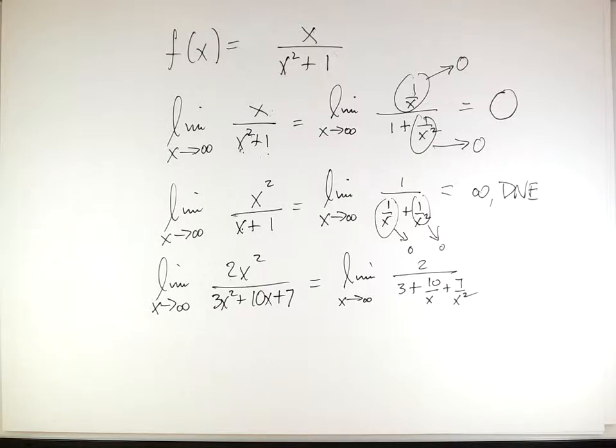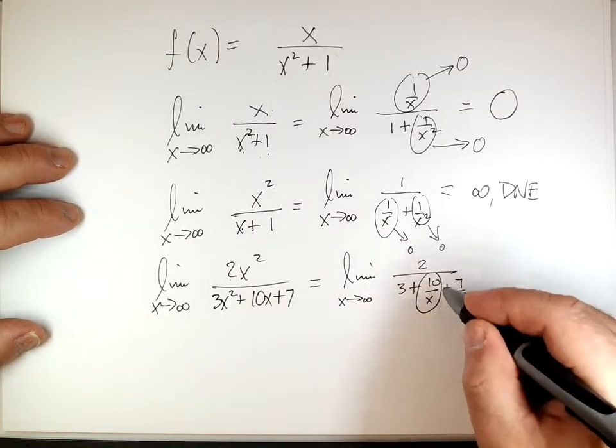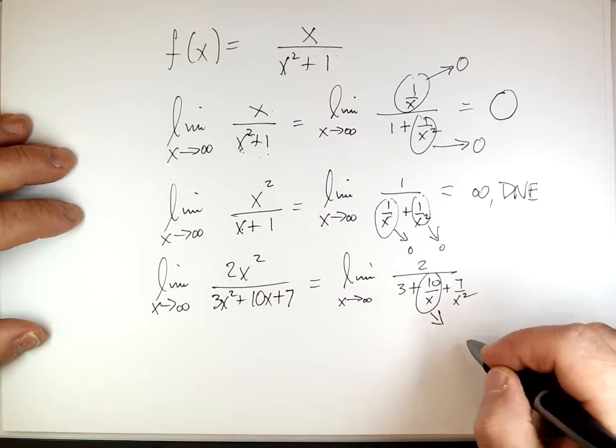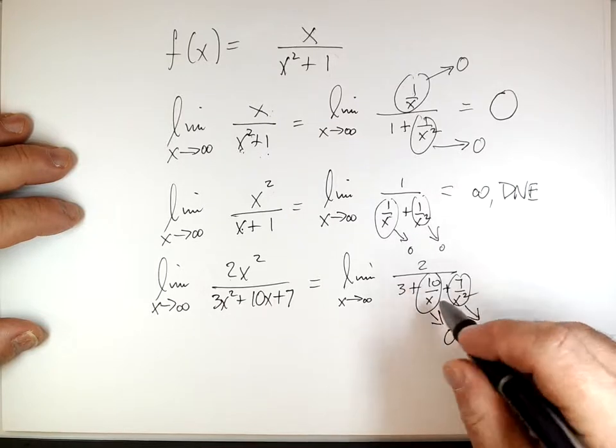Why not 3x squared? Because I don't care about the 3. I only care about the variable to the highest exponent. The 3 doesn't help me out. It probably just makes things more complicated. Where's this guy going as x goes to infinity? 0. Where's this guy going as x goes to infinity? 0. So 2/3. Whenever the 0 is in the numerator, it always goes to 0.